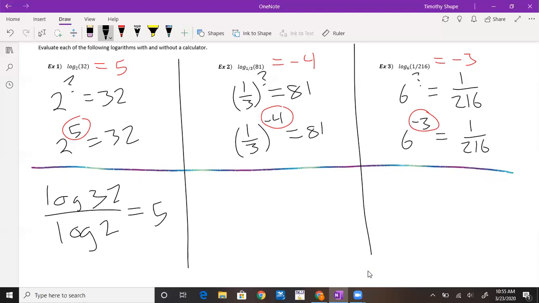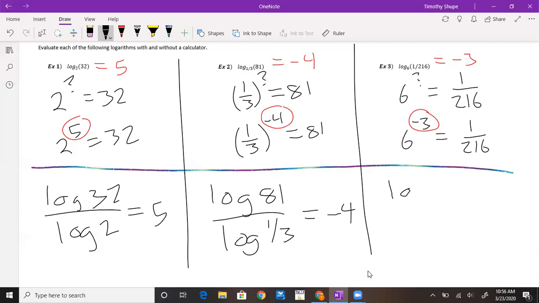I could do a similar thing on this next one. I can say the log of 81 divided by the log of 1/3. And when I type that into the calculator, I'm going to get a -4. And this last one, if I were to take the log of 1/216 and divide that by the log of 6, I would end up getting -3.